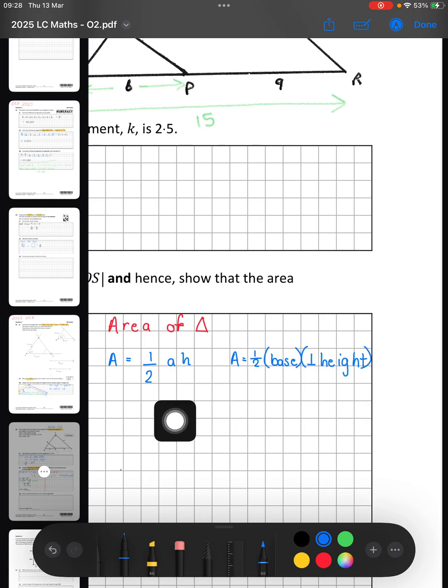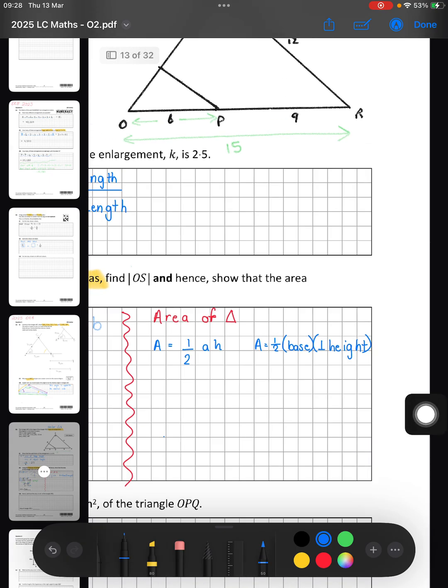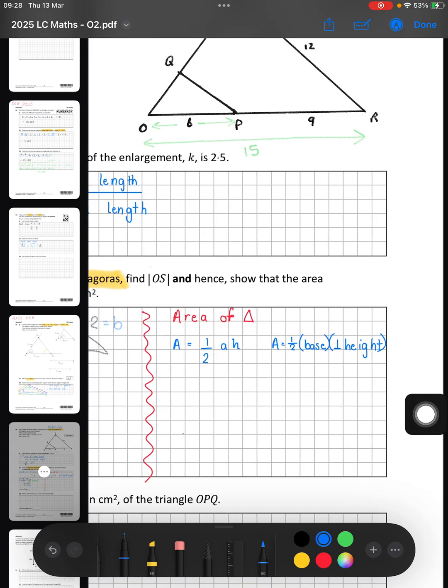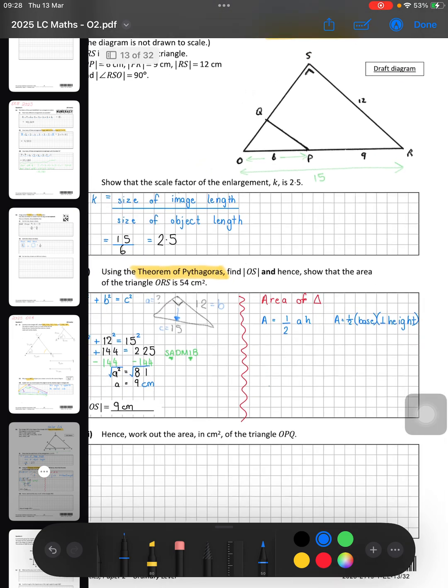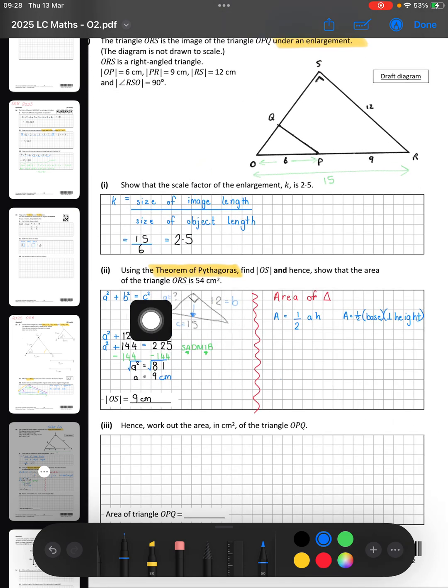So when we're using this formula, remember we have to choose the base as the side that has a perpendicular height. So here, where have I been given a perpendicular height? Well, there is my perpendicular, that right angle there. That is where my perpendicular is. So I'm going to use those sides as my base and perpendicular height. You're hinted towards that anyway because they've told you 'and hence', which means you have to use the length that we have here from O to S.